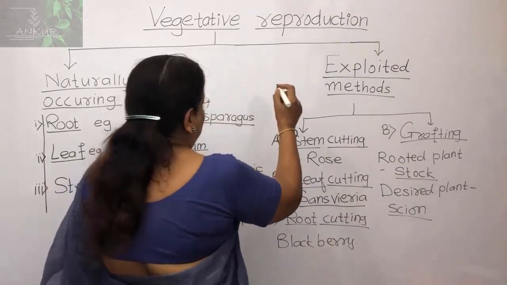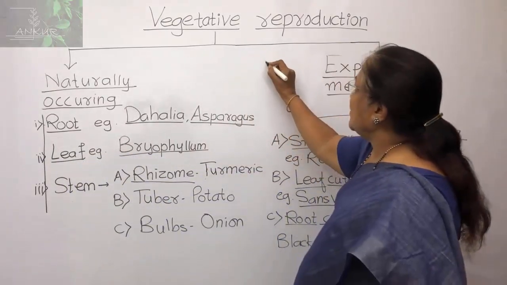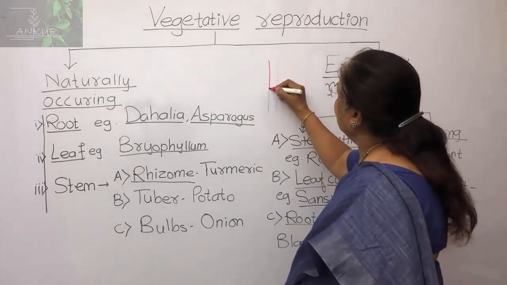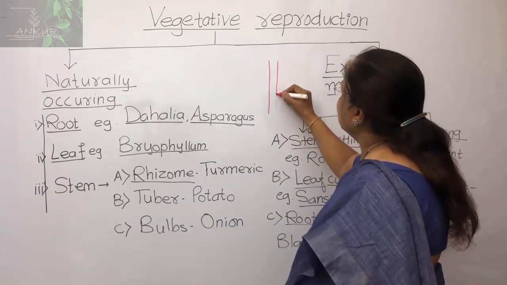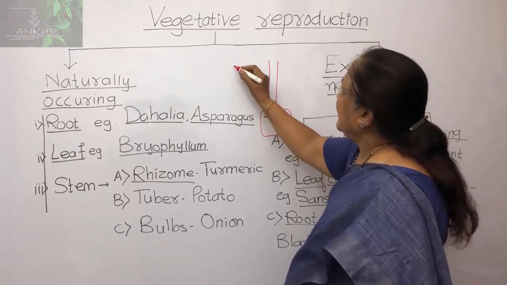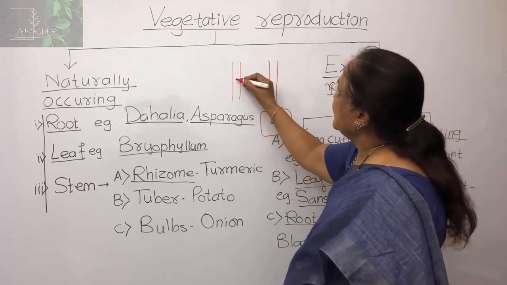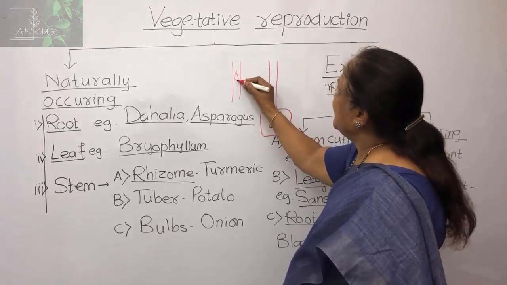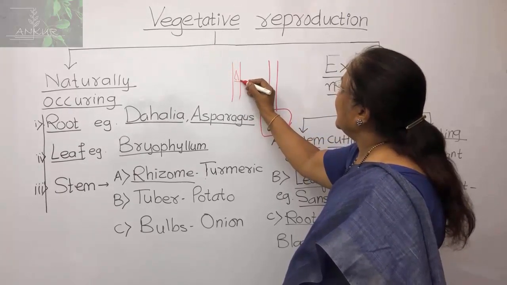Suppose this is the stock plant, and here we get the scion, that is the desirable variety plant with that bud.